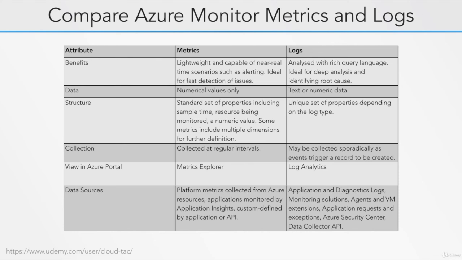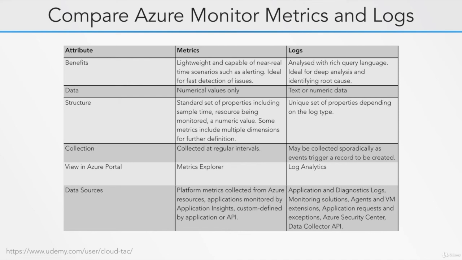Logs can include data structures such as text and numerical values, whereas metrics provide only numerical information. While logs provide unique set of properties based on the log type, metrics have a standard set of properties including sample time, the resource being monitored, and a numeric value. Some metrics include multi-dimensional information. Metrics are collected at regular intervals, while logs may be collected sporadically as events trigger a record to be created.